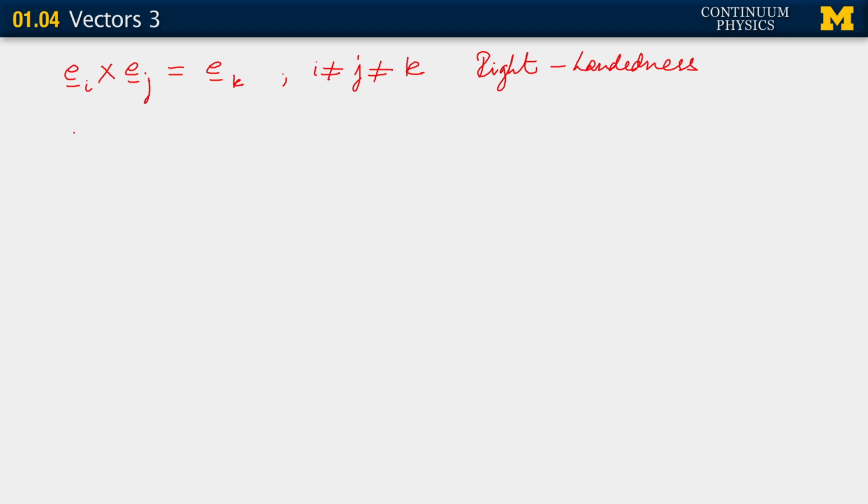Okay, what does this mean in detail? Well, it means things like E1 cross E2 equals E3. Okay, and then if we continue, what it says also is that E2 cross E3 equals E1 and E3 cross E1 equals E2. All right. These are all probably very familiar to you, but it's useful to put them down.